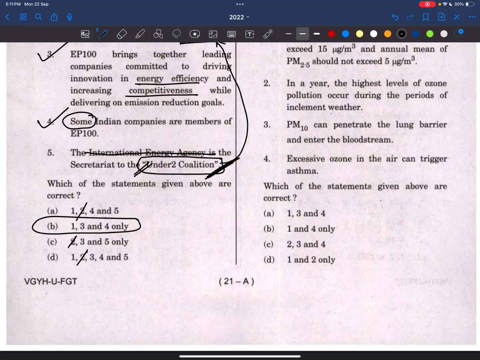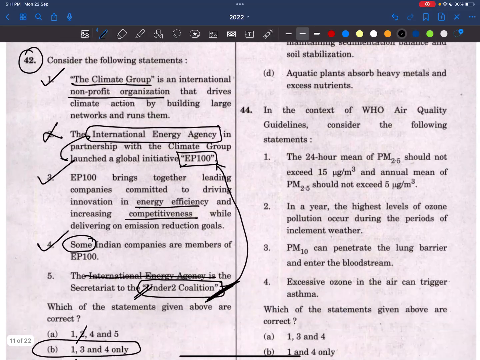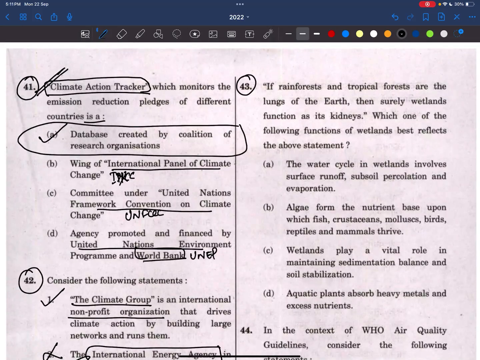Right? Now what we have to do? We have to read about this Climate Group. Similarly, as above, we have to read about Under2 Coalition as well, EP100, and now see, he has given International Energy Agency as well. This organization also we have to read, friends. Okay. Now let's move to the 43rd question.